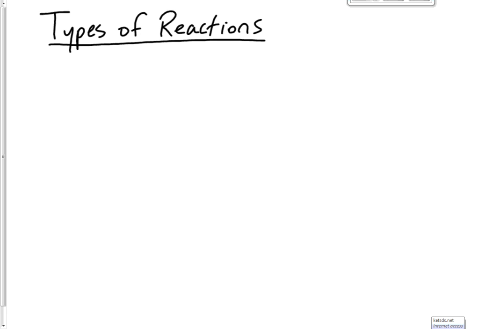Okay, so this whole next unit is over chemical reactions. So the first thing we need to look at is the types of reactions that we have, and then how do we know that there's a chemical reaction taking place at all. So the first thing we're going to talk about is the types. There are 5 types of reactions.